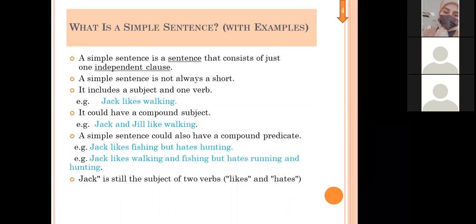What is a simple sentence? A simple sentence is a sentence that consists of just one independent clause. A simple sentence has no dependent clauses. An independent clause, unlike a dependent clause, can stand alone as a sentence.